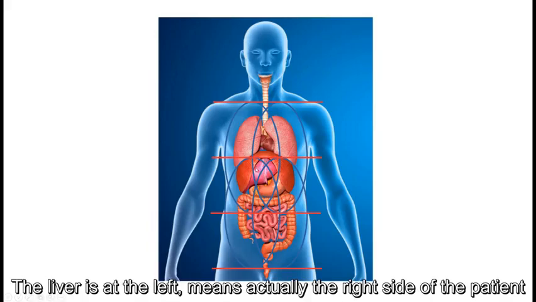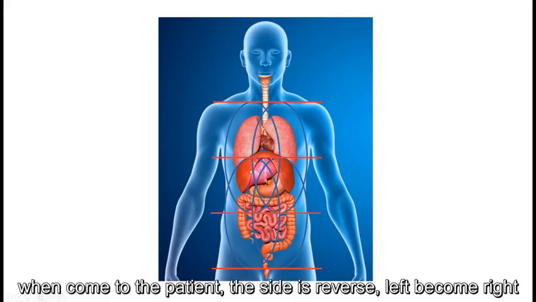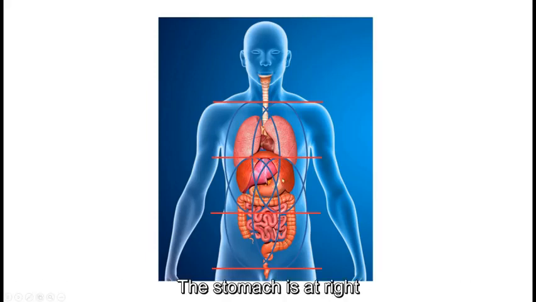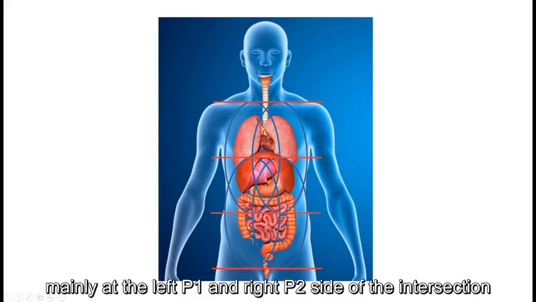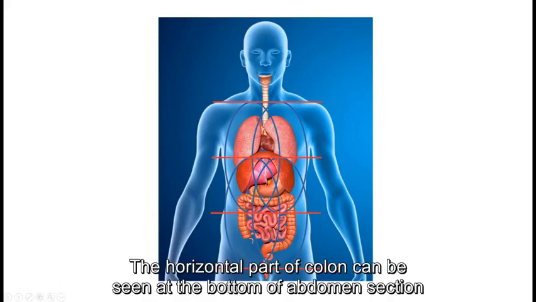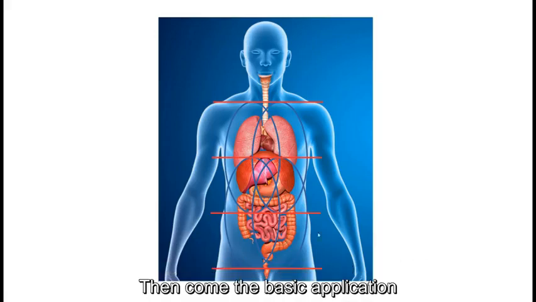The liver is at the left, meaning actually the right side of the patient. We talk about the side from the observer's view. When it comes to the patient, the side is reversed, left becomes right. The stomach is at the right. The position of the big intestine, or the colon, is mainly at the left P1 and right P2 sides of the intersection. The horizontal part of the colon can be seen at the bottom of the abdomen section. You should study this diagram until you can visualize the position of the organs. Then comes the basic application.